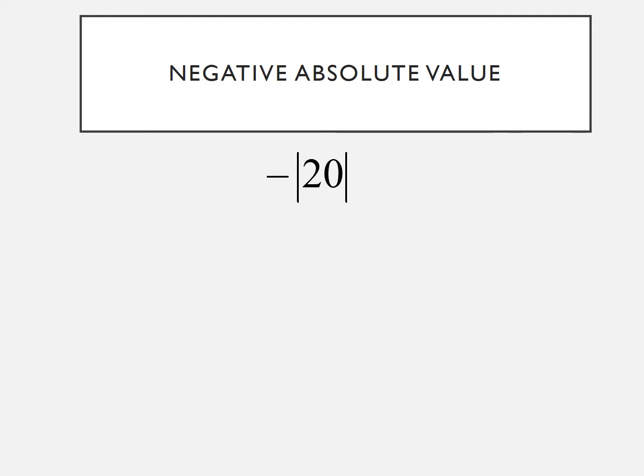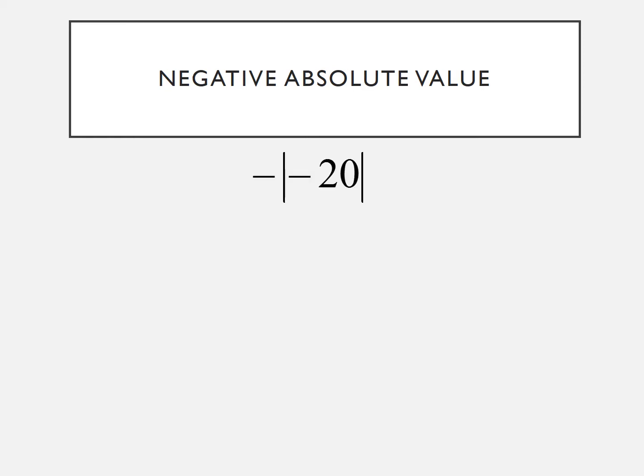Additionally, the opposite of the absolute value of 20 is negative 20. Since the absolute value of 20 is 20, then the opposite of that would be negative 20. And lastly, the opposite of the absolute value of negative 20 would be negative 20. Since the absolute value of negative 20 is just 20 steps from 0, then the opposite of that would be negative 20.